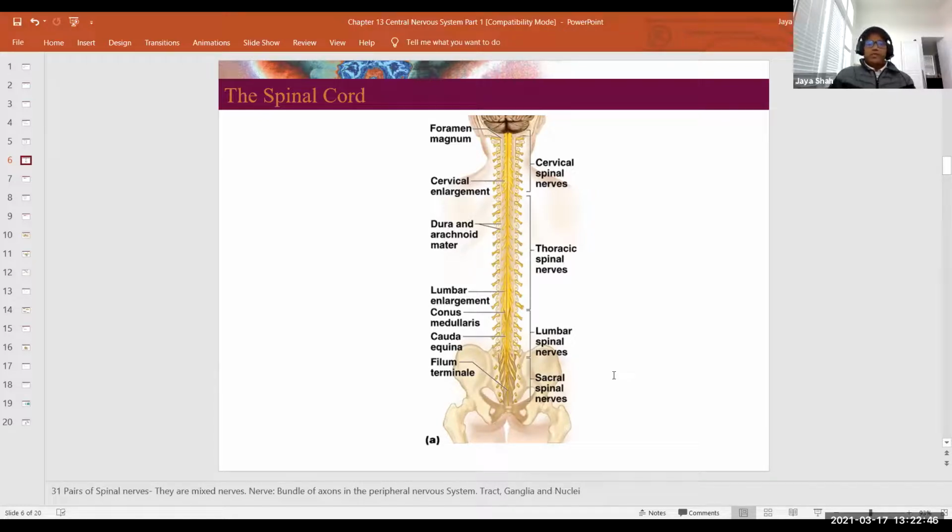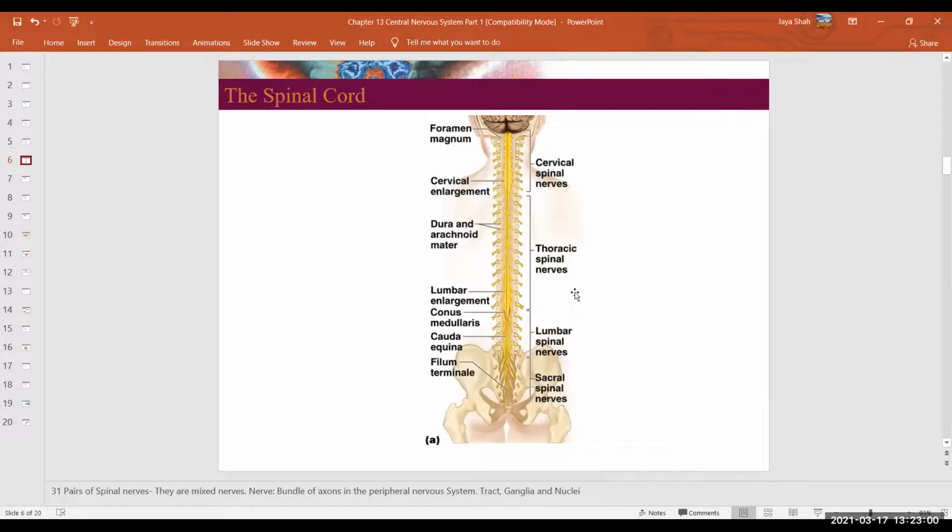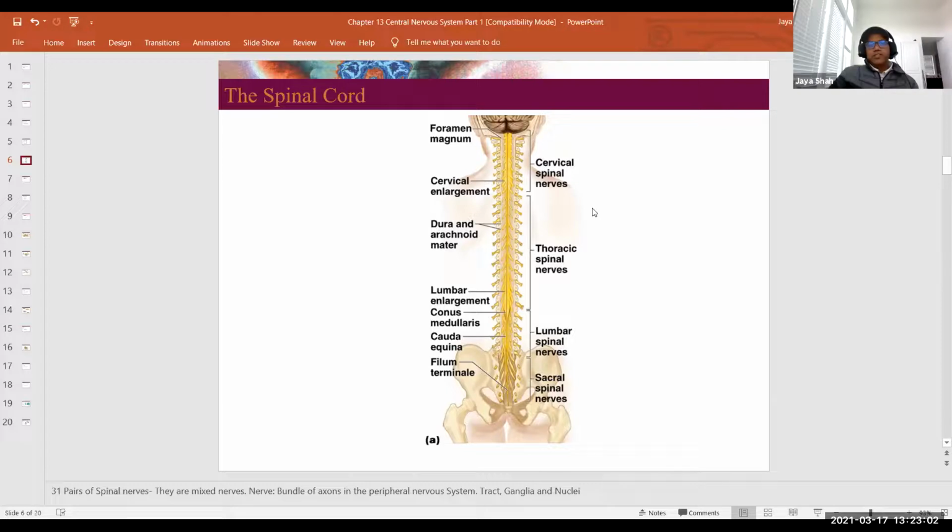Okay. So how many spinal nerves do we have here? 31 pairs of spinal nerves. Now the question comes, are these spinal nerves sensory, motor, or mixed? Mixed, because sensory nerve fibers are going inside and motor fibers are coming out, and both are bundled together. That's why they are mixed nerves. And that's why the definition of a nerve is a bundle of axons in the peripheral nervous system. Are you following me? So a nerve is a bundle of axons in the peripheral nervous system.